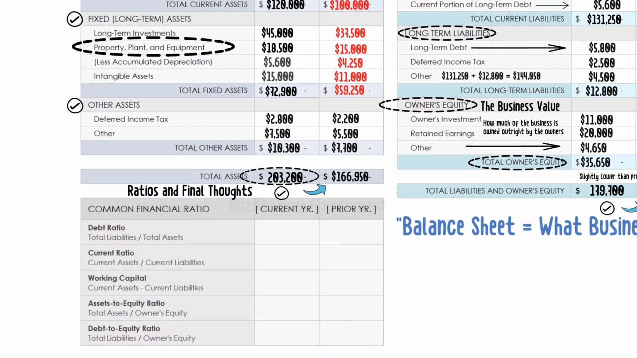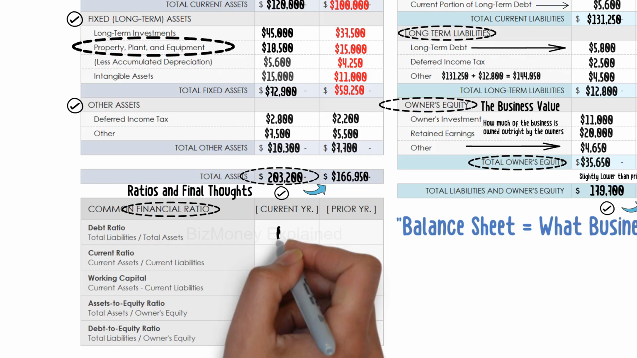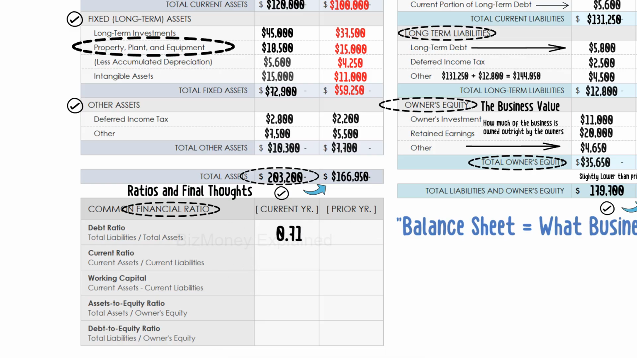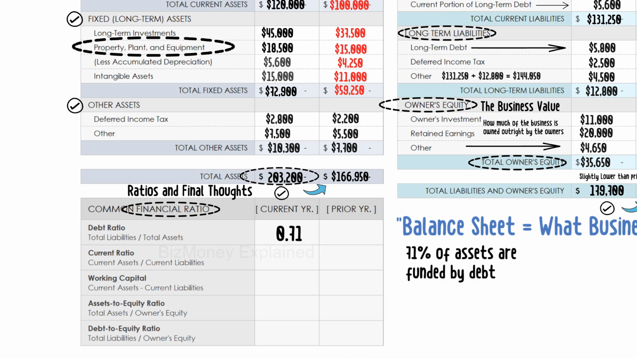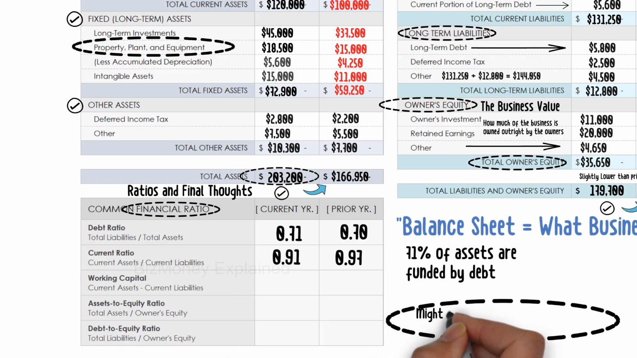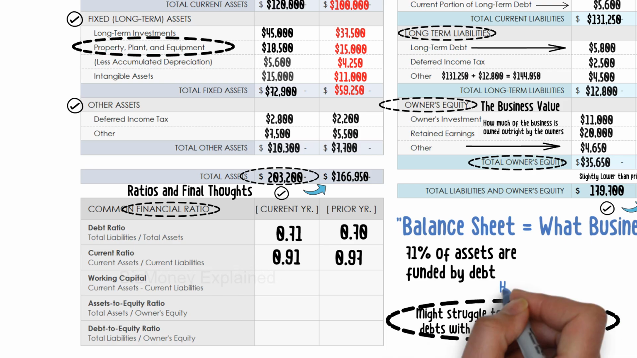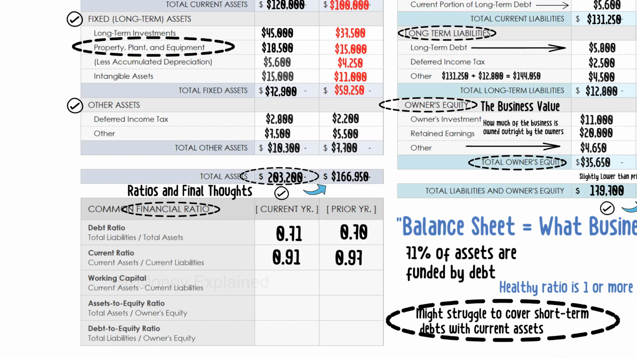Ratios and final thoughts. Lastly, let's check out the financial ratios at the bottom. These help you analyze the numbers better. For example, the debt ratio is 0.71, meaning 71% of assets are funded by debt, higher than last year, which was 0.70. The current ratio is 0.91, which means the business might struggle to cover short-term debts with current assets. A healthy ratio is 1 or more.